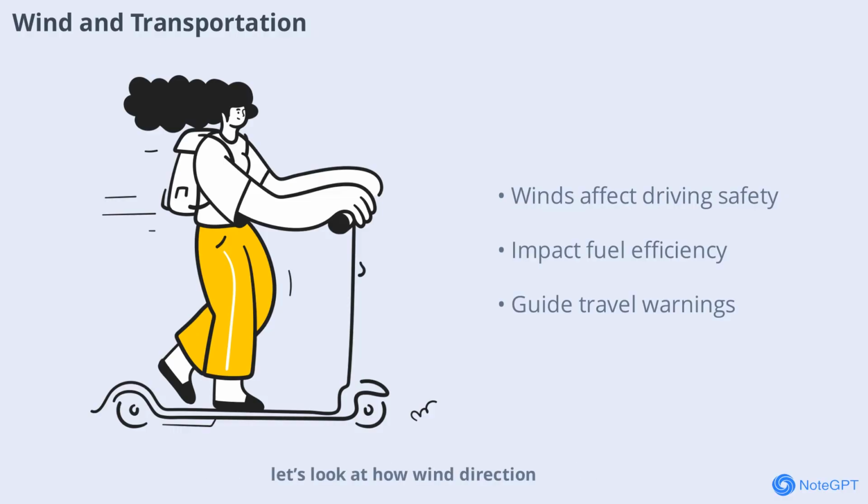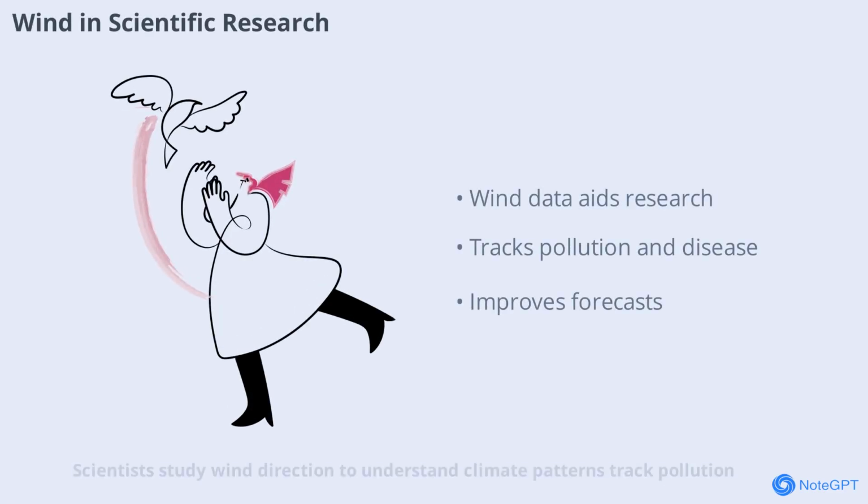Next, let's look at how wind direction is important for scientific research and exploration. Scientists study wind direction to understand climate patterns, track pollution, and monitor the spread of diseases. Wind data is collected from weather stations, satellites, and research balloons. This information helps improve weather forecasts and informs public policy. Wind direction is also important for studying the movement of seeds, spores, and even volcanic ash.